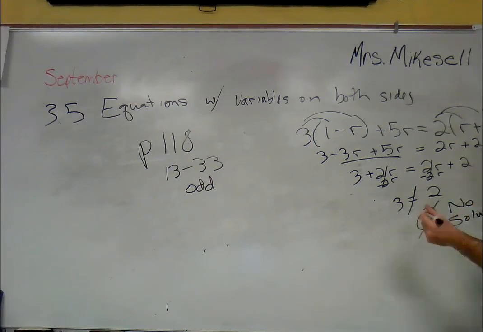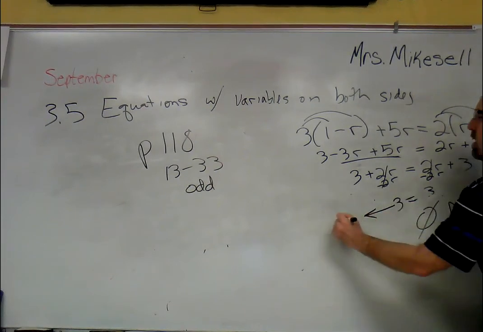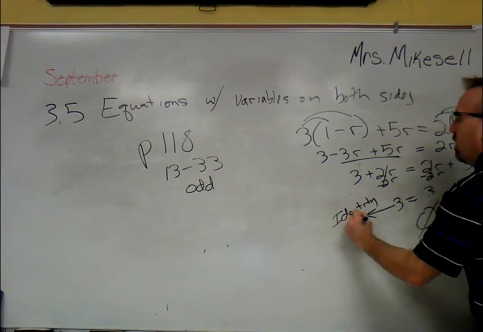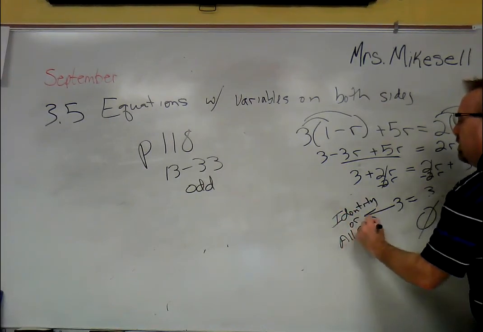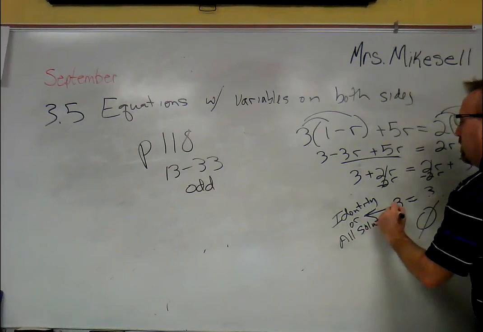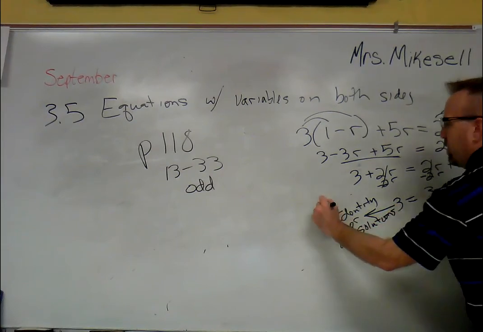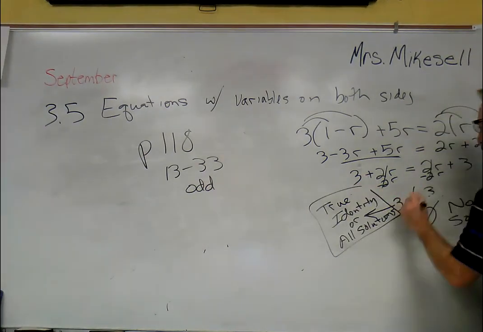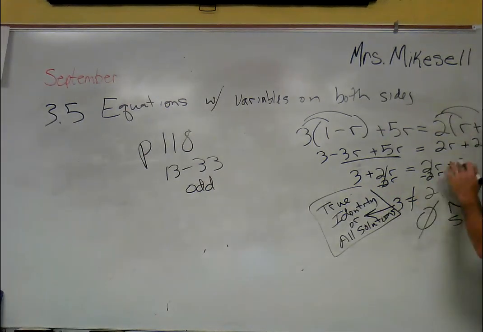It's possible, let's say, I'm going to change this real quick. Let's say it was this, and it was true. If it's true, then it's an identity, for all solutions. So it wouldn't have mattered what x equals. So if it's true, it's this. But in this case, it was false. If it's false, it's no solution.